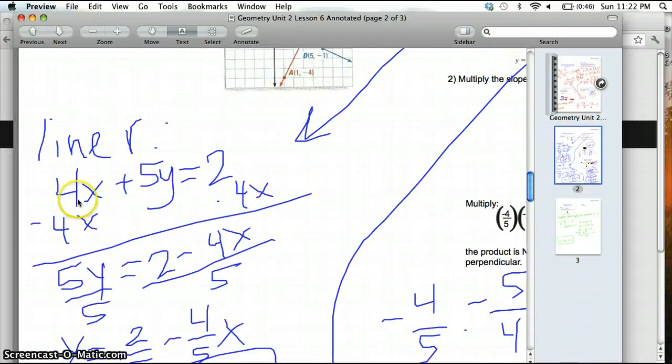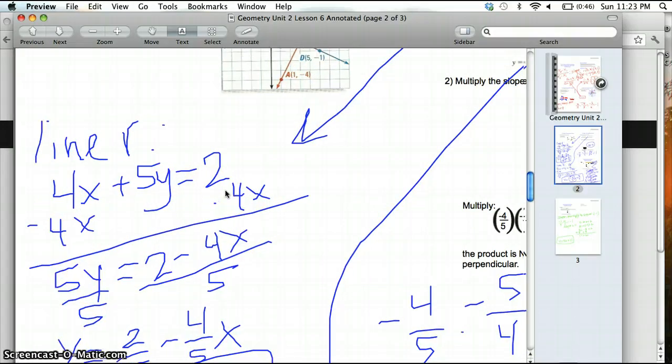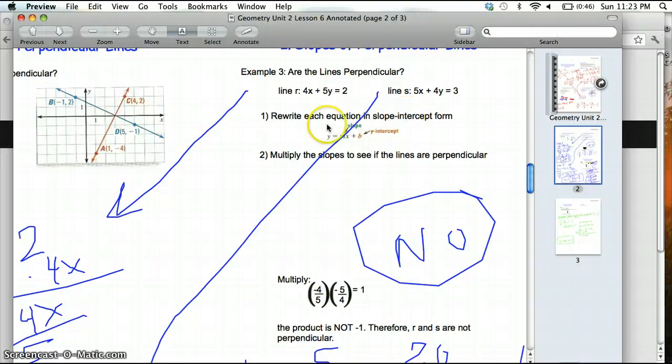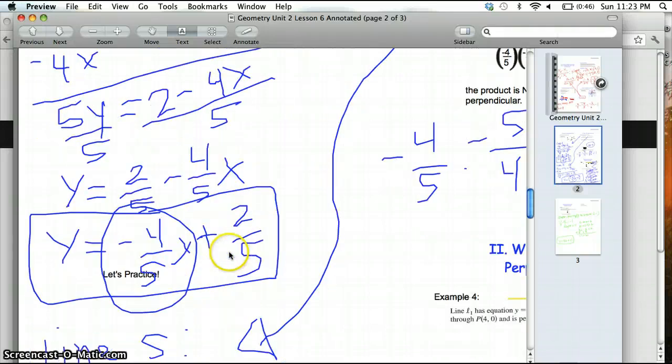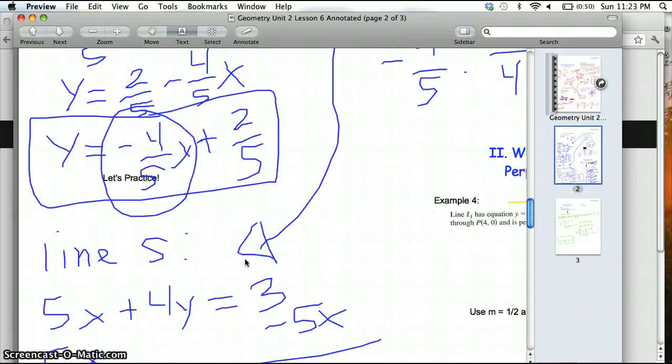So line R, we have 4x minus 5y equals 2. We need to turn it into y equals mx plus b, which is the slope-intercept form, as you can see here. So I subtracted 4x from both sides, and I got 5y equals 2 minus 4x. I want y by itself, so I divide by 5, and you get y equals 2/5 minus 4/5 x. Our formula is y equals mx plus b, so we need to switch these two. So we get y equals -4/5 x plus 2/5. Now the slope here is -4/5.